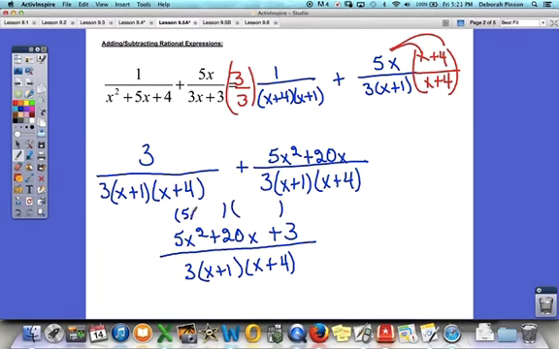Let me just check up here, because if I put the 3 there, I get 15. I can't get to 20. It's too big, so I'm not going to be able to factor it. If I could, I might be able to reduce.